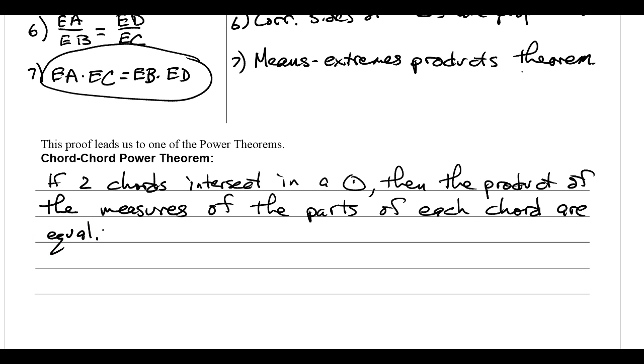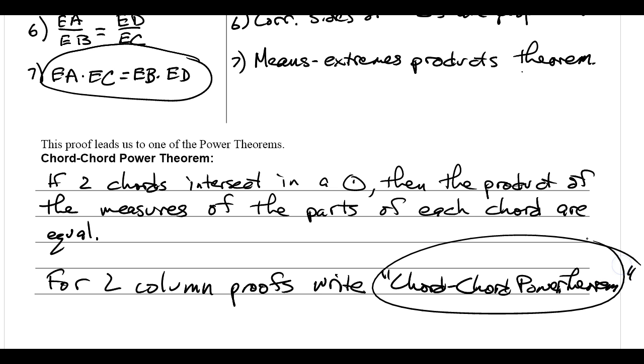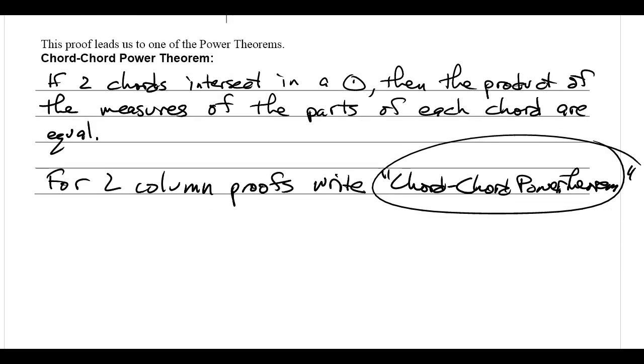Okay, so when you use this in a two-column proof, for two-column proofs, write chord-chord power theorem. Alright, so you don't have to write out the whole thing, just write out the name of this theorem. So it's one of our exceptions again. So that's our first power theorem. Let's move on to the next one.